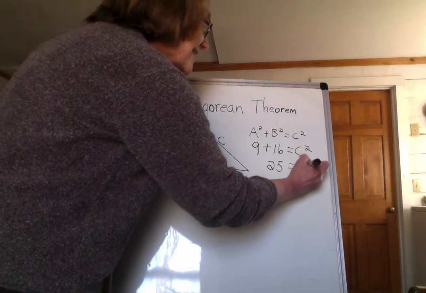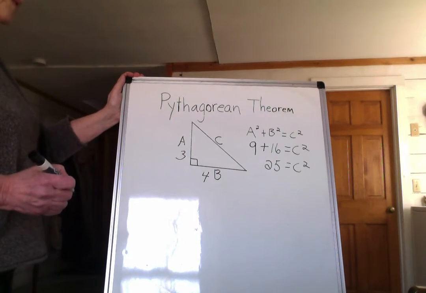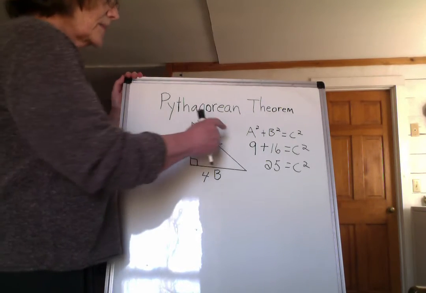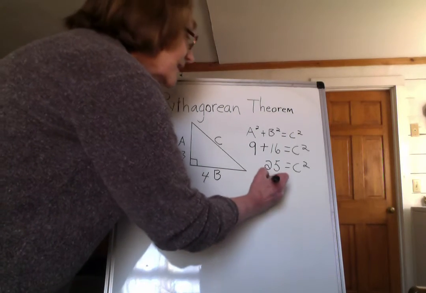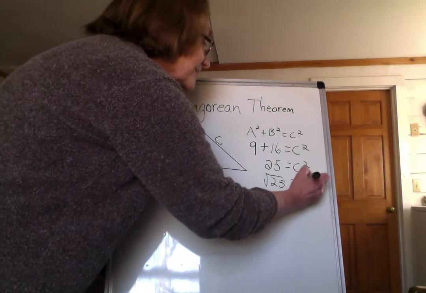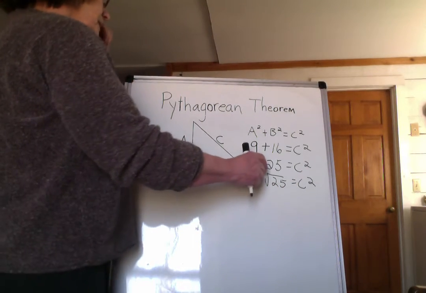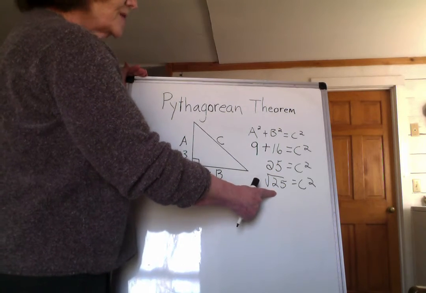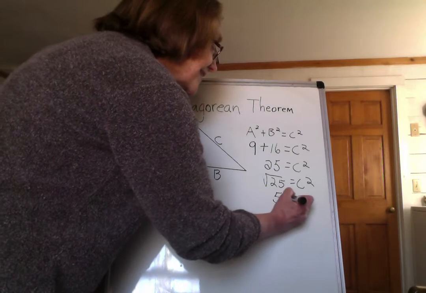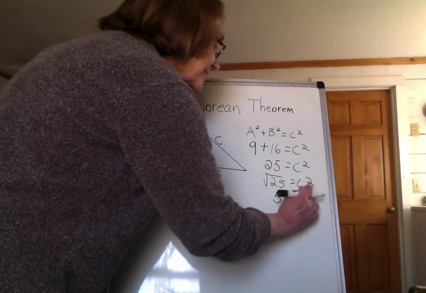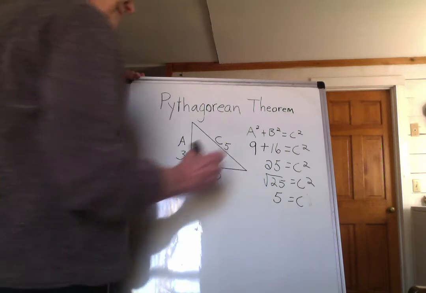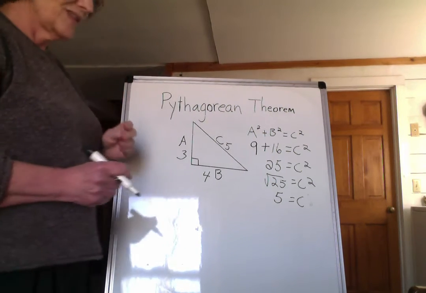equals c squared. But we don't want to know what the square is. We want to know what the value of c is. So we put it under the radical sign. Think of a number multiplied times itself that would give us the square root of 25. And yes, it's 5. C is 5. There, it's not so hard.